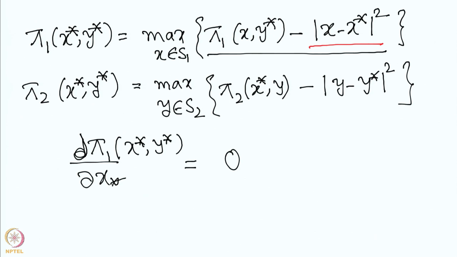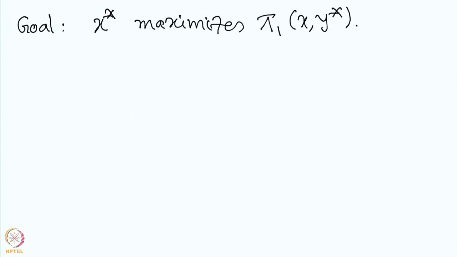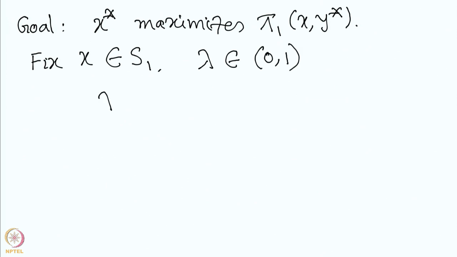So, how do we prove this fact? Let us prove this. The goal is to prove x star maximizes pi 1 of (x, y star). So, how do we prove it? Let us take some point x from S1 and also take a number lambda in the open interval (0, 1), and look at lambda x plus (1 minus lambda) x star. This is a convex combination of x and x star, and both x and x star are in S1. Therefore, this belongs to S1.